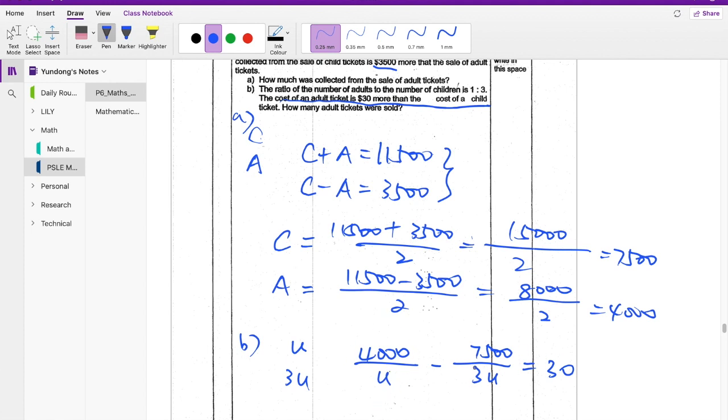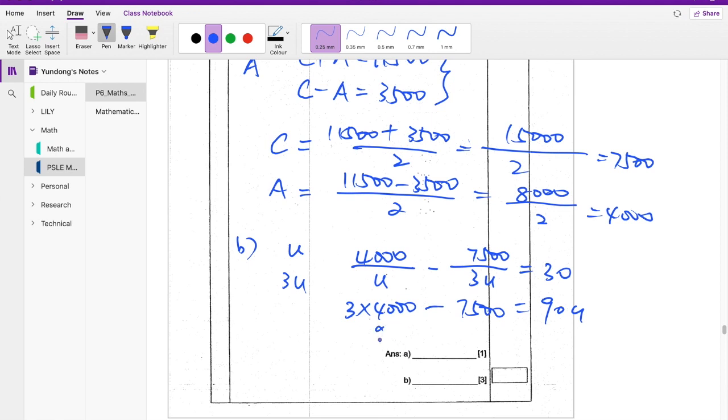So here we can solve this one. For each term, we multiply by 3u. So this one is 3 times 4,000 minus 7,500 equals 30 times 3u, which is 90u, right? So 90u equals 12,000 minus 7,500, so it's 4,500. So we can get u equal to 4,500 divided by 90. This one is 50. So the answer is 50.